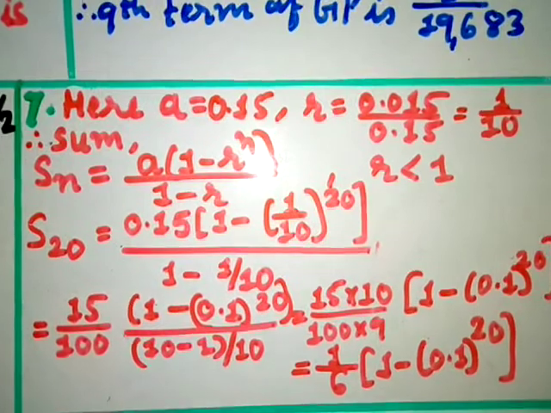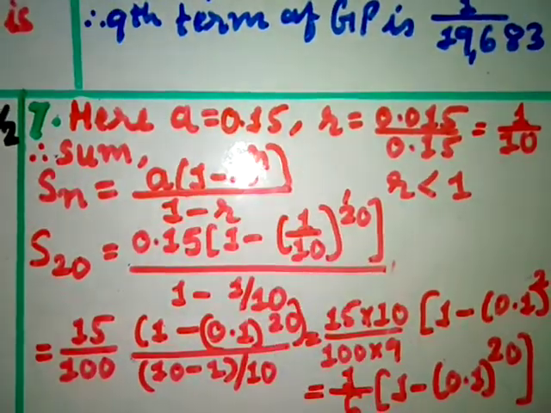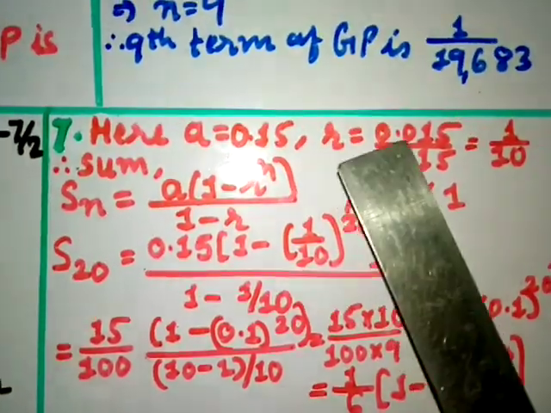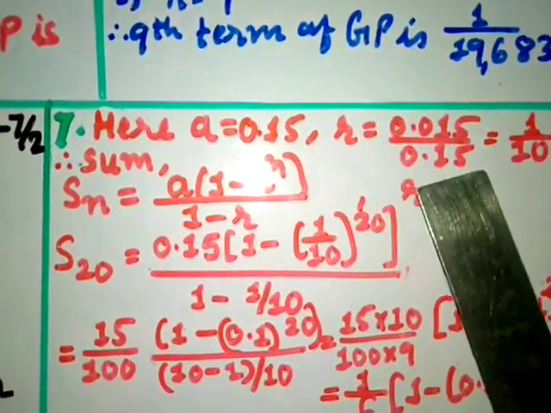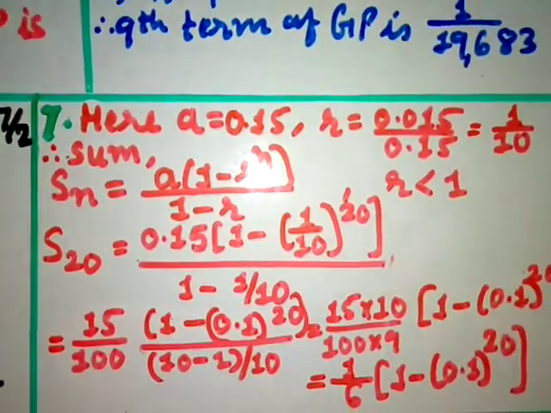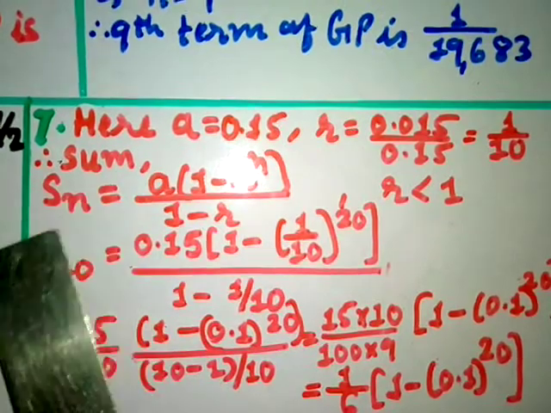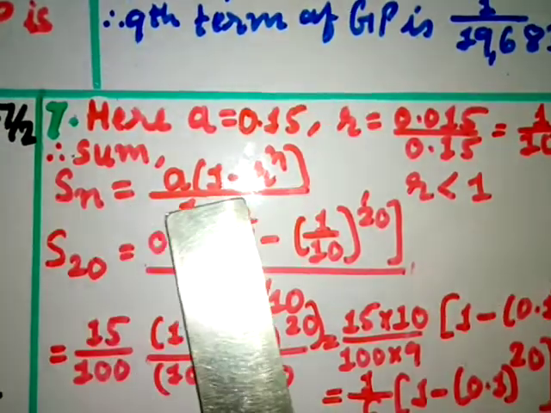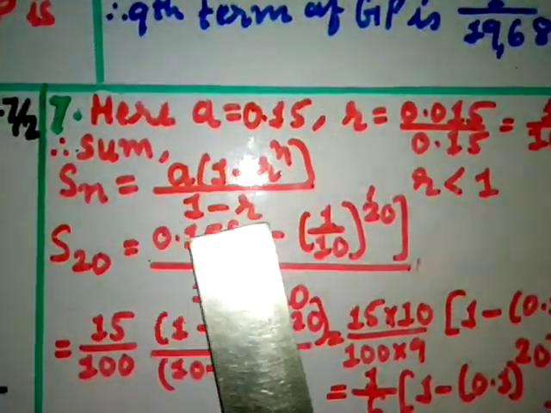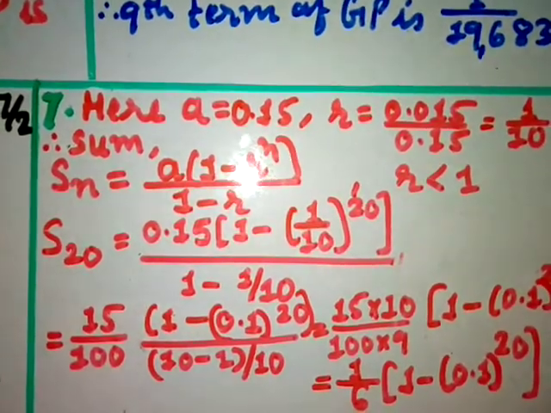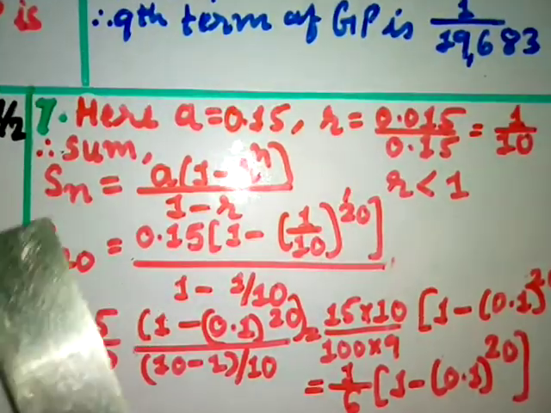From the given GP, the first term is a equal to 0.15 and the ratio will be 0.015 divided by 0.15. The simplification is 1 by 10. You have to find the sum. Sum Sn equal to, this is the formula, a into 1 minus r power n divided by 1 minus r, where r is less than 1. We have to find the sum up to 20 terms. So put n value as 20.